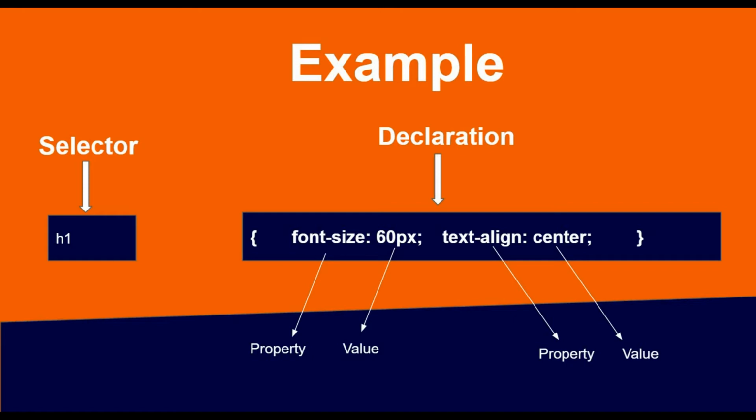For example, font size, we are telling CSS to increase or reduce the size of the font, and then the value is how big or how small we want our font to be. And then we have text align, which is a property, and the value is center. That tells CSS to push our text to the center.